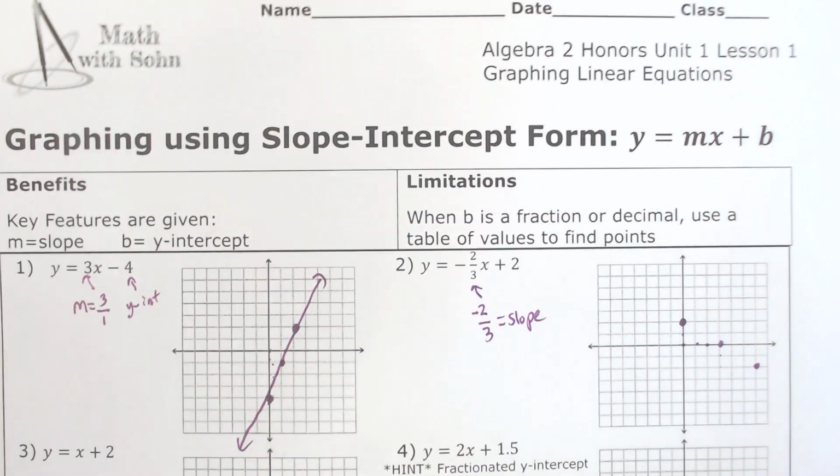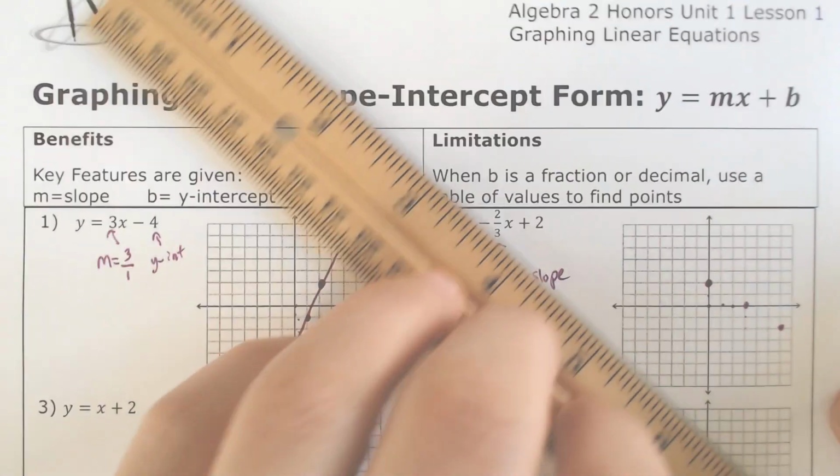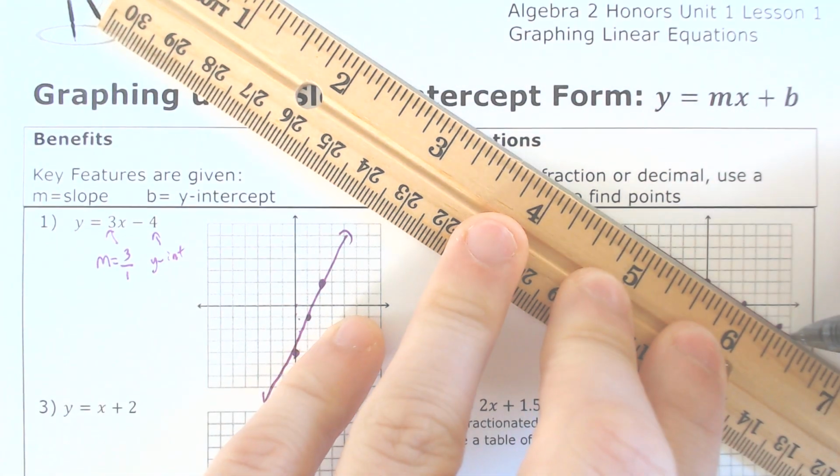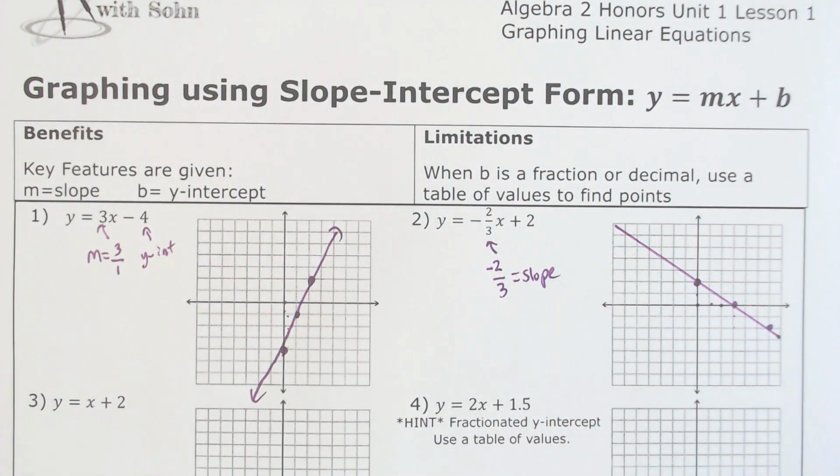You could backtrack it if you wanted to, but you don't have to. If you have a ruler, I would recommend using it. It makes it so much prettier. See, look at how much better that one looks.